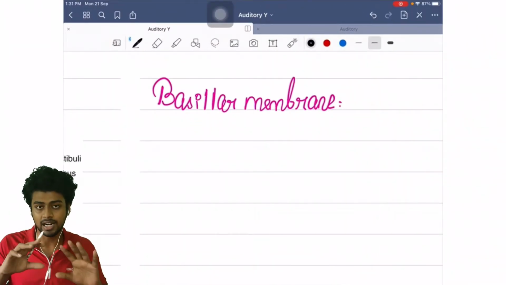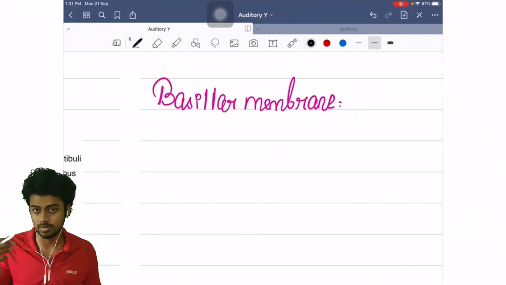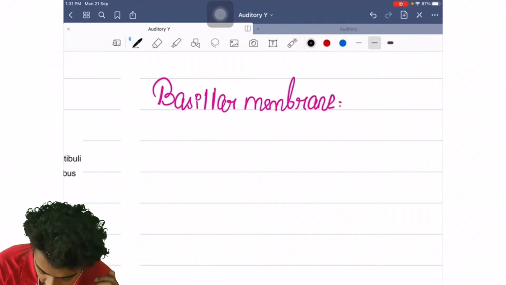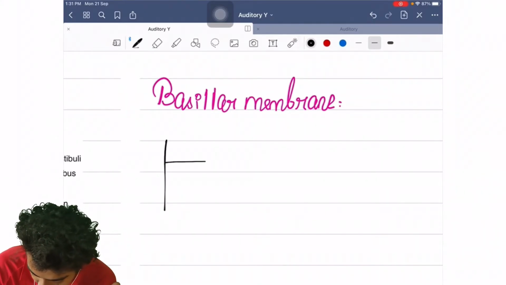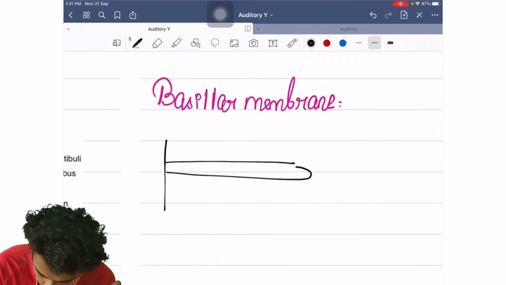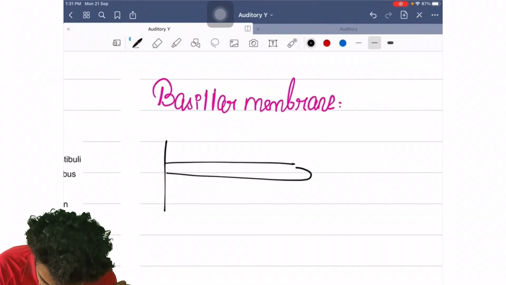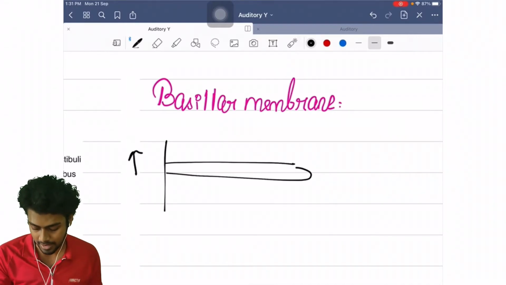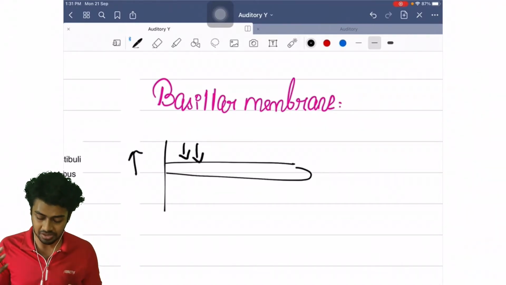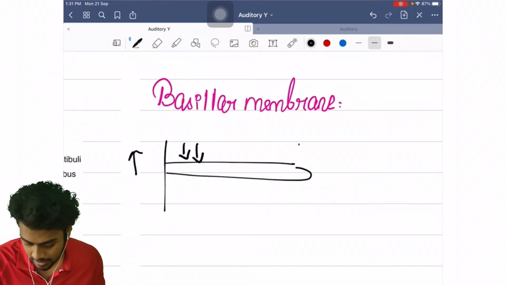You saw that animated video, right? Now let's correlate it with the basilar membrane. The basilar membrane also has exactly the same arrangement. If a high frequency sound enters the cochlea, the base is going to vibrate. If a low frequency sound enters the cochlea, the apex is going to vibrate.